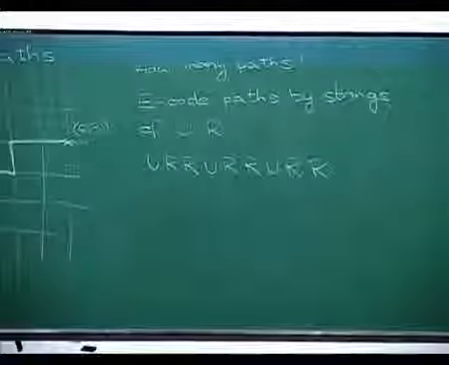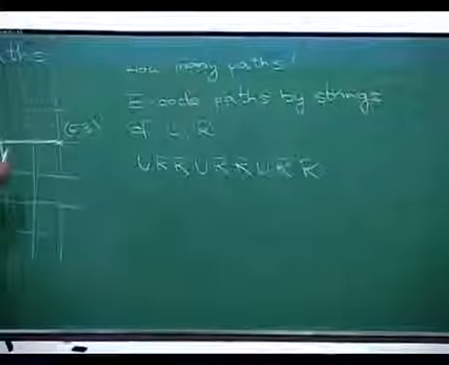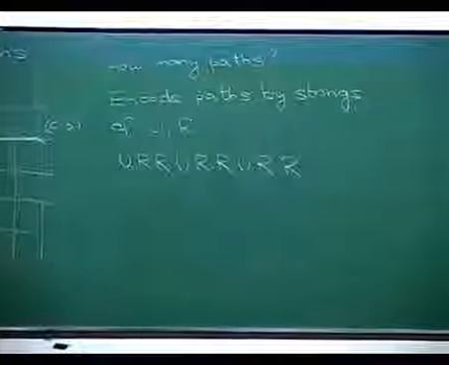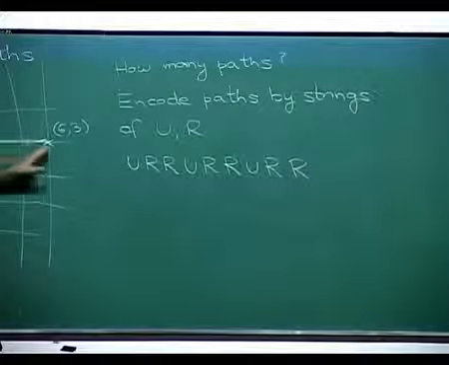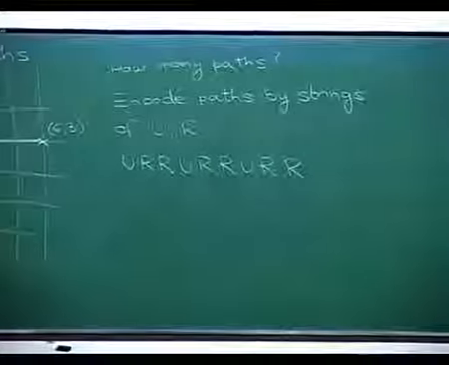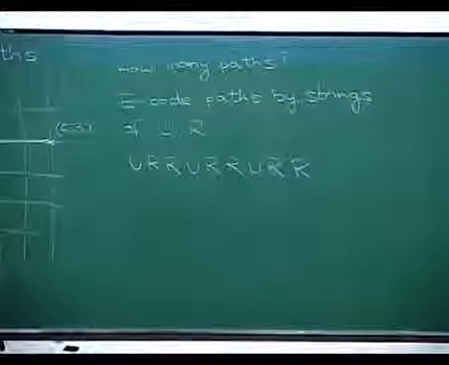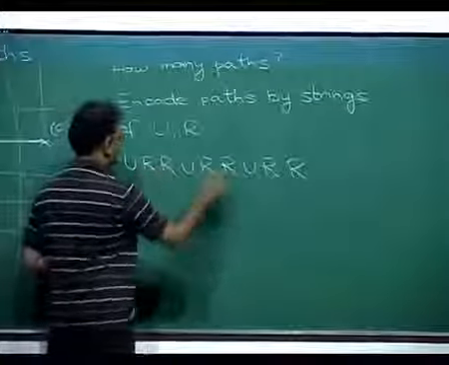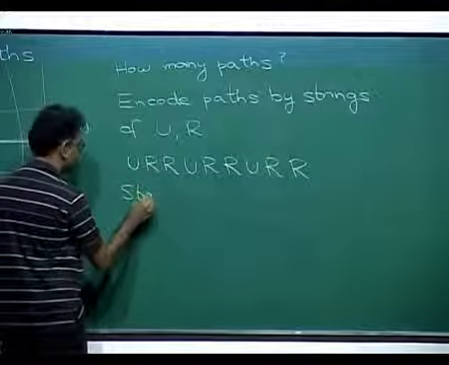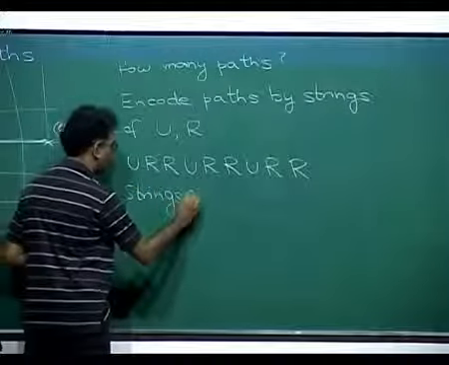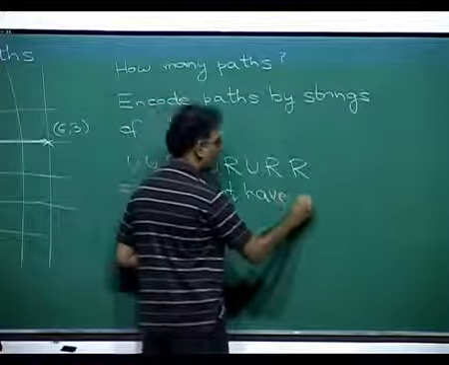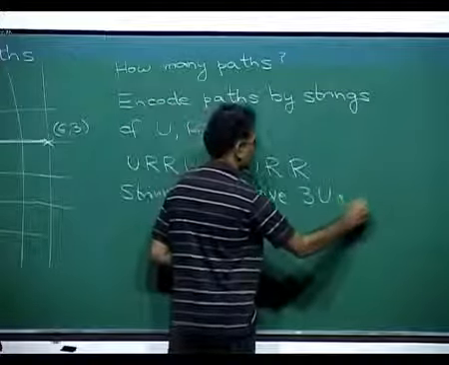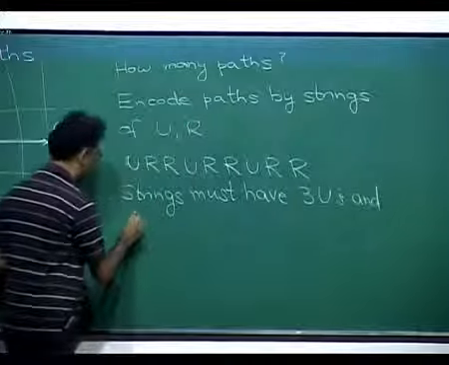Now we want to get from 0, 0 to 6, 3, which means that to go from here to there, you'll have to go up 3 units and to the right 6 units. This you'll have to do in some fashion or the other. So all your strings must have 3 U's and 6 R's.